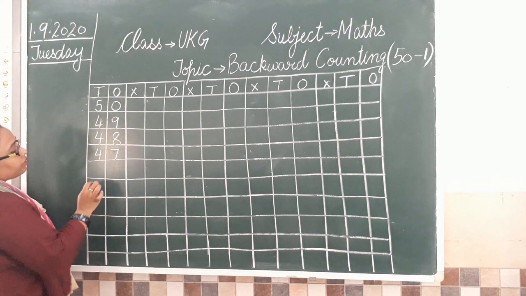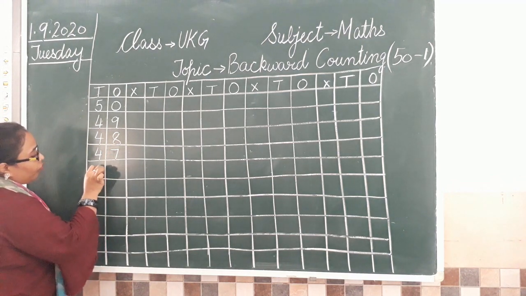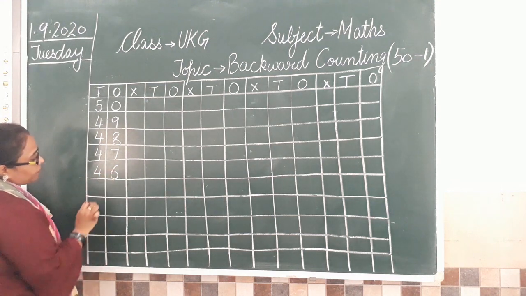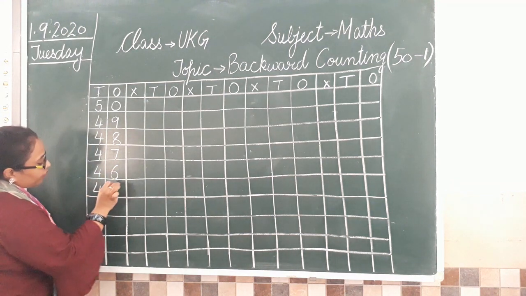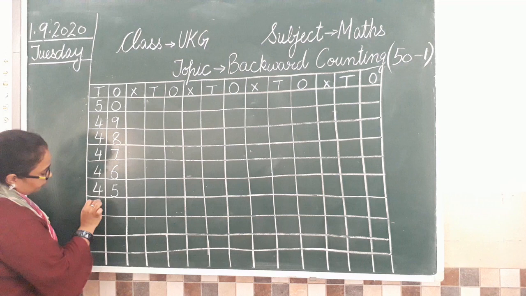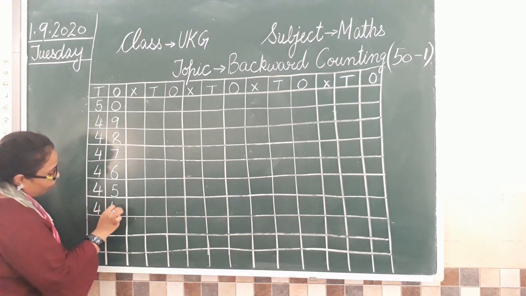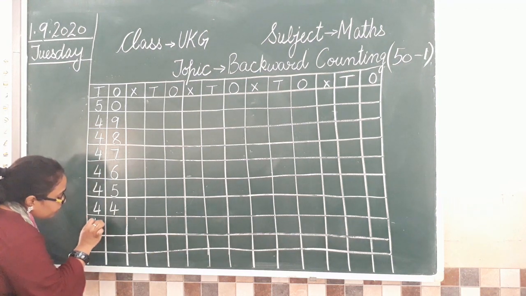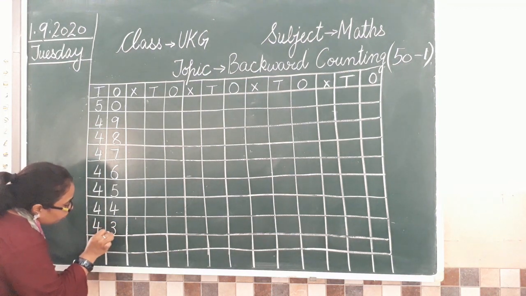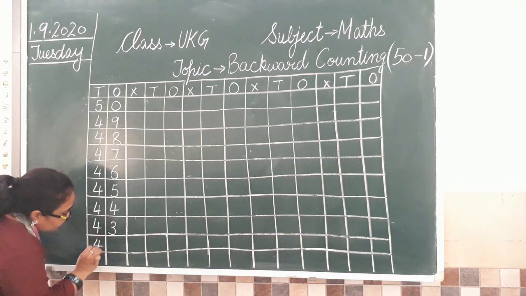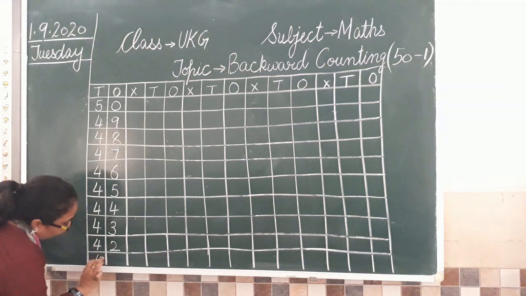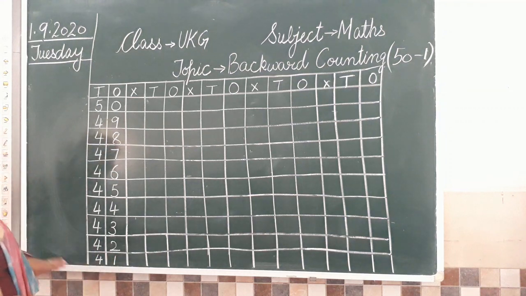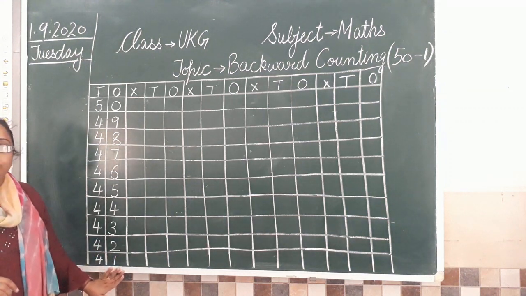47. Then we have 46. 45. 44. So what comes before 44? 43. So we'll write 43. Then it is 42. Then 41. Clear? Now this line ends here.